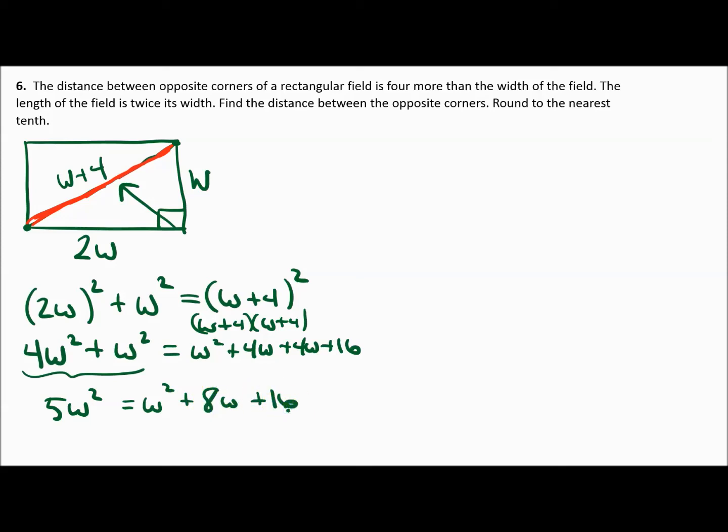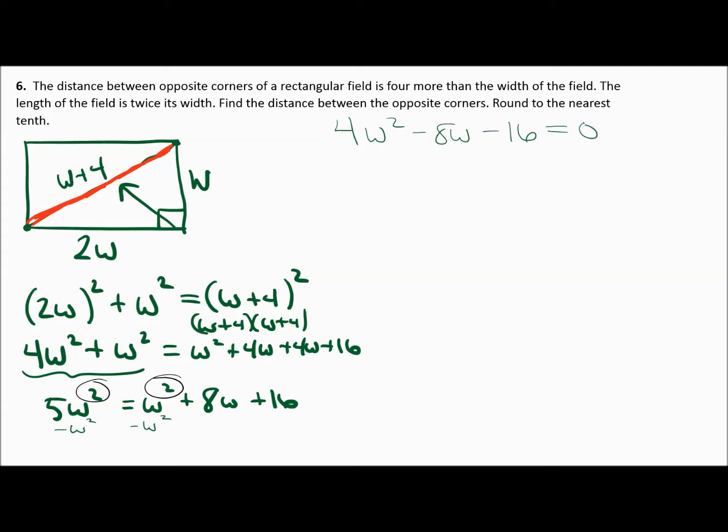Notice again, we have a quadratic equation. How do I know? Because of the squares, right? So I need to get this equal to 0. All right, so I'm going to move everything to the left. The reason is because 5w squared is bigger than 1w squared, so I want to keep my w squared positive. So minus w squared, minus w squared. I'm also going to subtract 8w and subtract 16. That's going to give me 4w squared, minus 8w, minus 16 equals 0.